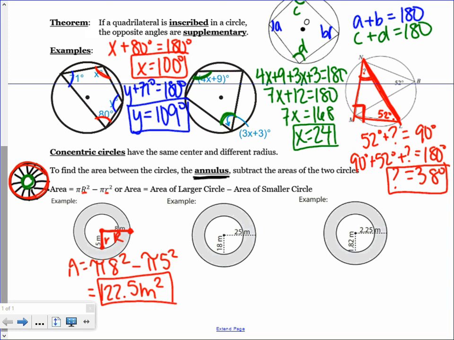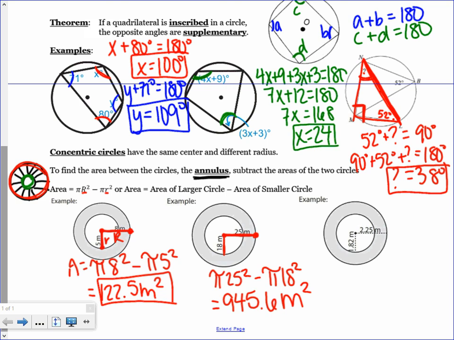Looking at this next example. The large radius is 25 because it goes from the center all the way out to the edge. And the little radius is 18. So we're going to say pi 25 squared minus pi 18 squared. And if you plug that into your calculator, you should get 495.6 meters squared.